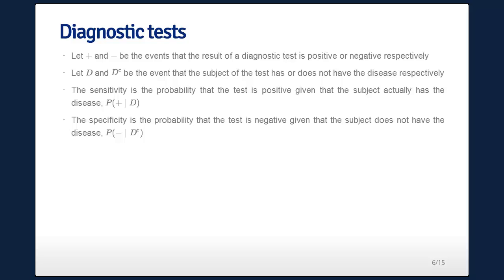Let's go through an example. The most famous example of Bayes' rule is in diagnostic tests. We're going to use some funny notation. We let the plus symbol not mean addition, but mean that a diagnostic test is positive, and the minus symbol mean that it's negative. And D and D complement are the events that the subject has or does not have the disease or condition being tested. It doesn't always have to be a disease, of course. The sensitivity is the probability of a positive test given that the person has the condition. And the specificity is the probability of a negative test given that the person does not have the condition.